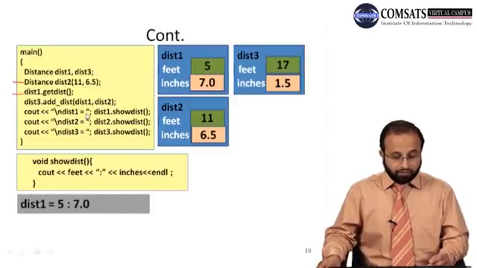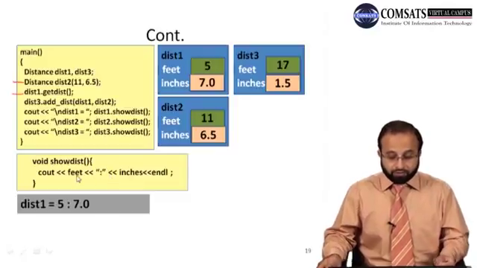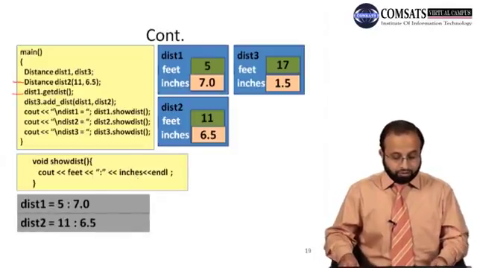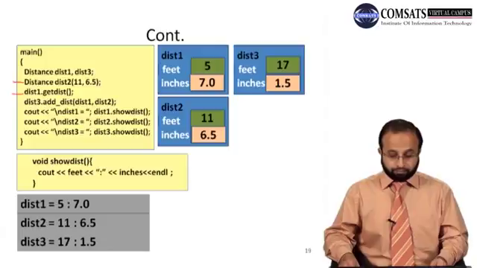So dest1 is equal to, now it calls the function dest1.showDest. showDest में क्या हो रहा है? feet colon inches. किस feet की value? dest1 के feet की value, that is 5, and inches dest1 के, that is 7. Similarly dest2 and dest3.